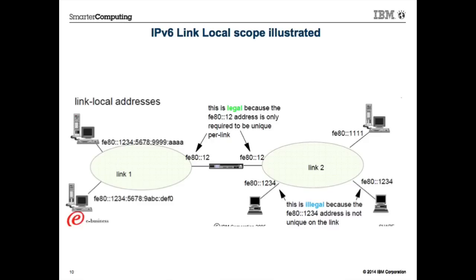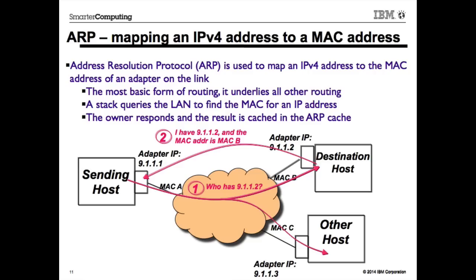So slide 11, going back to IPv4, we're starting to get into a little bit more routing type of stuff: the Address Resolution Protocol, which is a relatively basic protocol that's used to map an IPv4 address to the MAC address of an adapter. And it really is the most basic form of routing, and it underlies all other routing in IPv4.